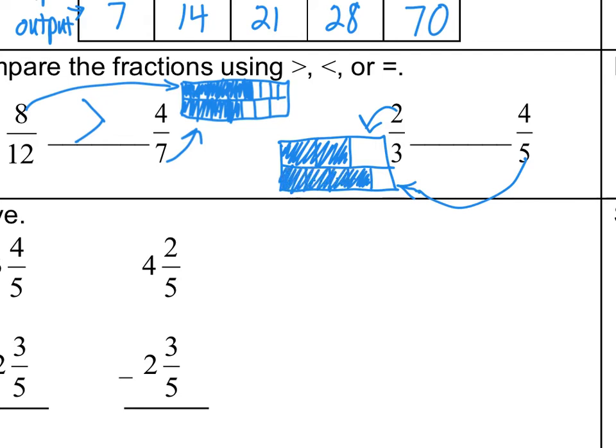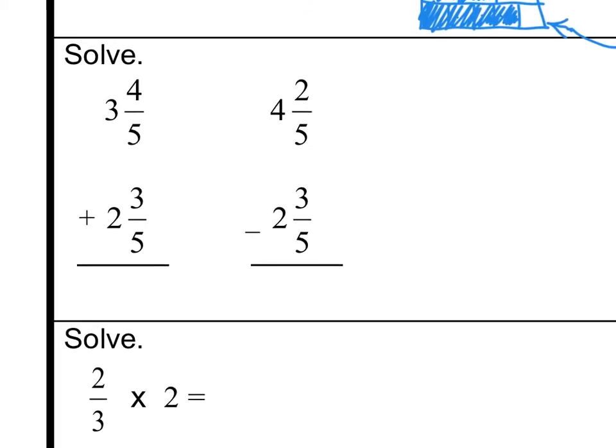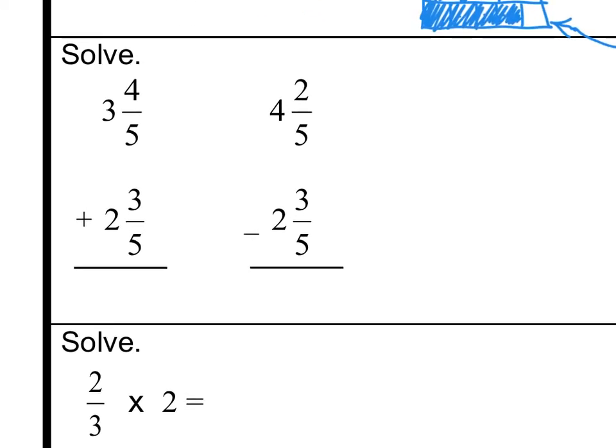And now it's plain to see that the 2/3 on top is a bit smaller, so 2/3 is less than 4/5. Okay, moving right along to adding and subtracting our mixed numbers. We know we start with the fractions part first. 4/5 plus 3/5 is 7/5.